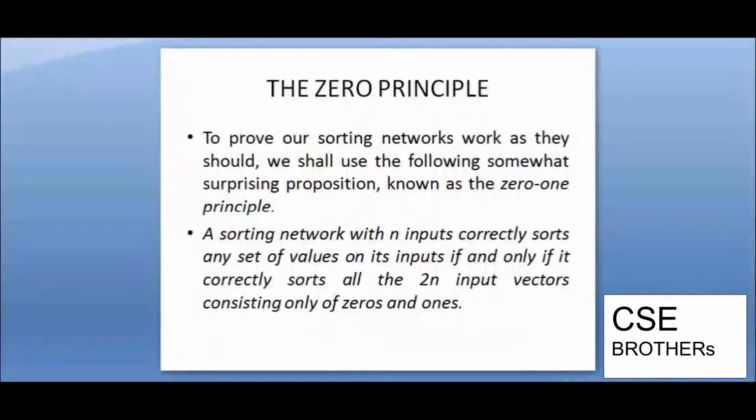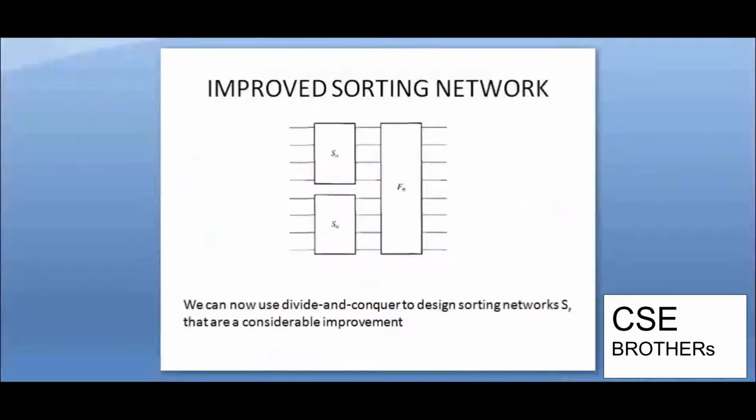Zero principle. To prove our sorting networks work as they should, we use the following somewhat surprising proposition known as the zero principle. The zero principle is very useful to prove whether our network is effective or not, whether it gives a true result or not. The principle is: a sorting network with an input correctly sorts any set of values if and only if it correctly sorts all the zero-one input vectors.